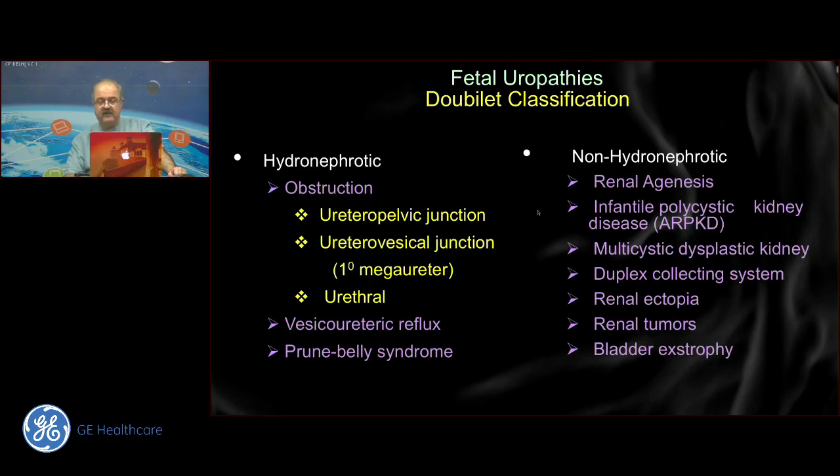And the non-hydronephrotic ones include renal agenesis, infantile polycystic kidney disease, also known as autosomal recessive polycystic kidney disease, multidysplastic kidneys, which we will talk a lot about today because there are new approaches to this, duplex collection systems, and we'll discuss imaging of these, renal ectopia as part of a differential diagnosis, renal tumors as an overview, and bladder exstrophy, and go through exactly what is new here and what we need to do.